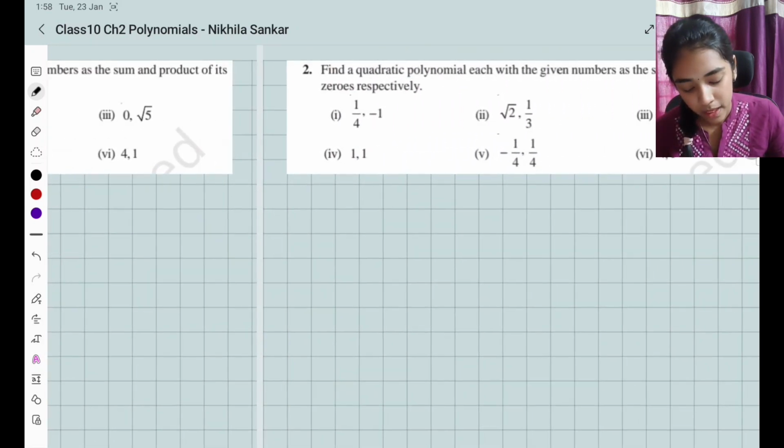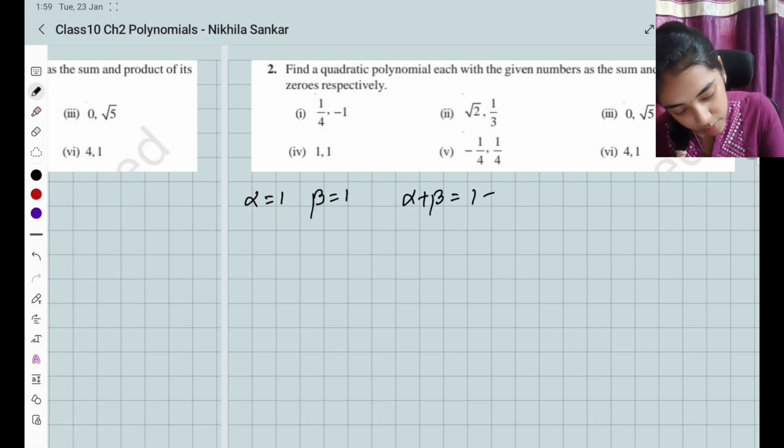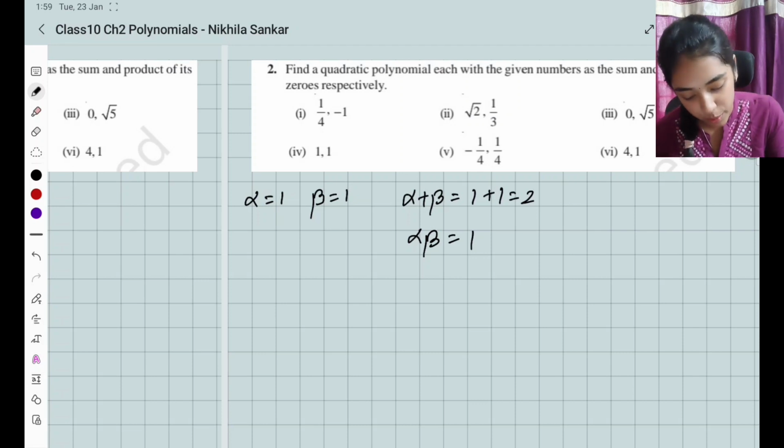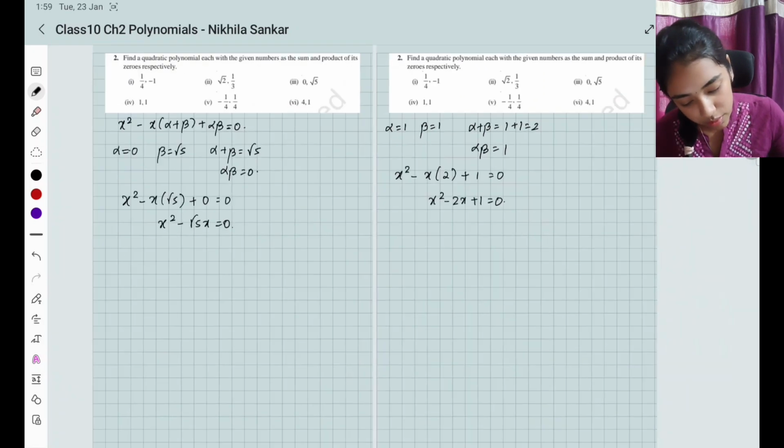Okay. Now question number 4. Alpha equals 1, beta equals 1. So alpha plus beta equals 1 plus 1, which is 2, and alpha beta equals 1 into 1, which is going to be 1. What is the equation? x² minus x into (alpha plus beta), so 2, plus alpha beta equals 0. So we have x² minus 2x plus 1 equals 0. Okay, please copy.